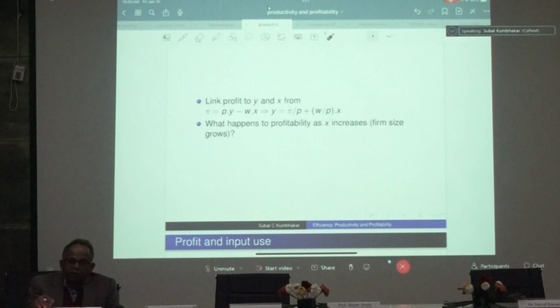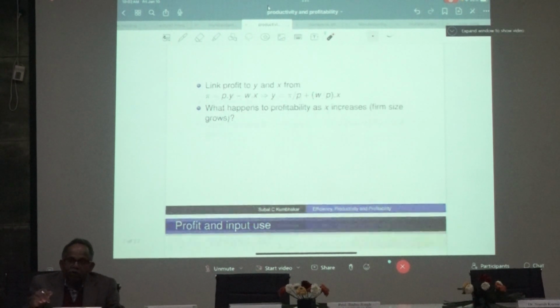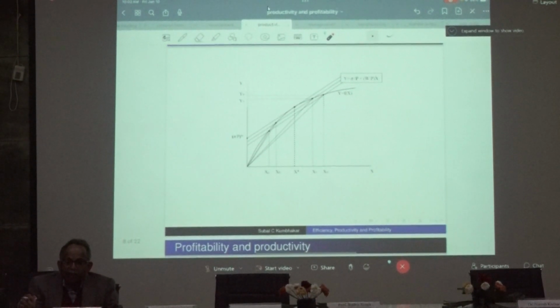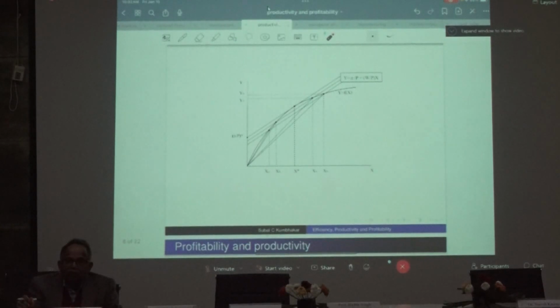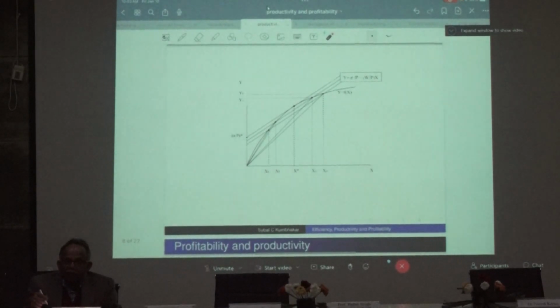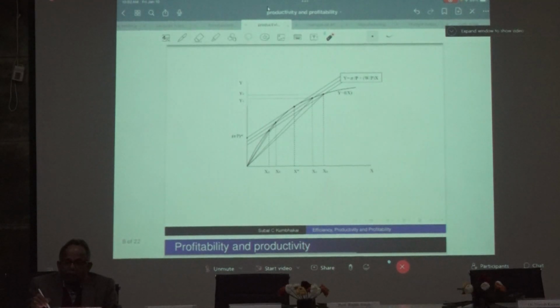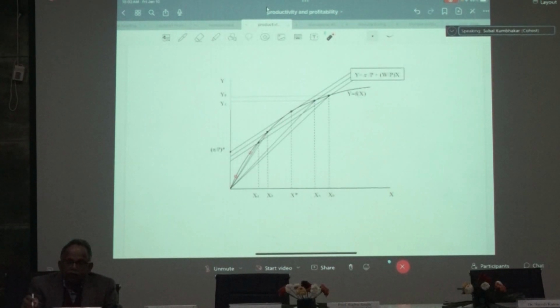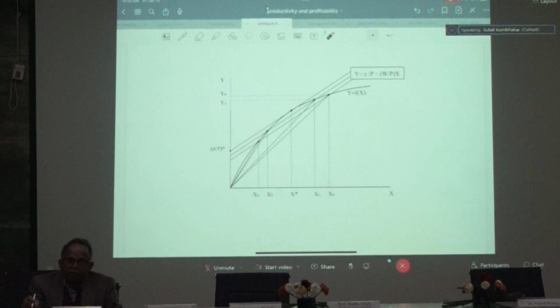So let's put that relationship in the same graph. It looks a little bit complicated, but I will explain it. It's not complicated at all if you go through it. This line here is the production function, the one that I have done before. And then I have several points like x little a, x little b, and so on. There are 4 or 5 different values of x.